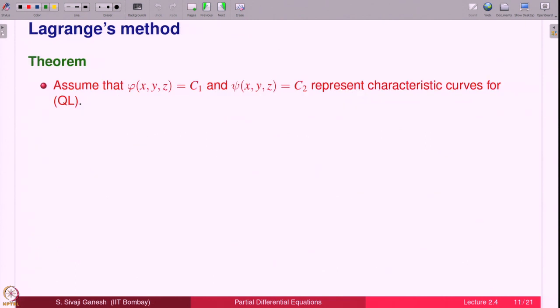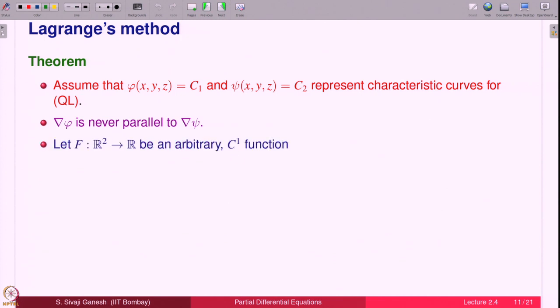Okay, let us state the theorem of the Lagrange's method. Assume that phi equal to constant and psi equal to constant represent characteristic curves for QL, and grad phi and grad psi are never parallel to each other at all those xyz which satisfy both these equations. At those points, grad phi is never parallel to grad psi. Let f be an arbitrary C1 function defined on R2 such that f xi square plus f eta square is not equal to 0. In other words, the gradient of f is never 0 at every point in R2, because domain of f. Okay. If you do not have R2 here and some domain of f, then we require this for every xi eta belonging to domain of f, f xi comma f eta is not equal to 0, 0. They do not simultaneously vanish.